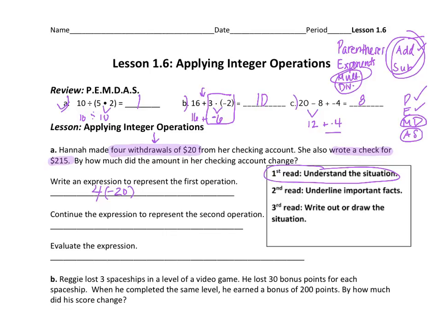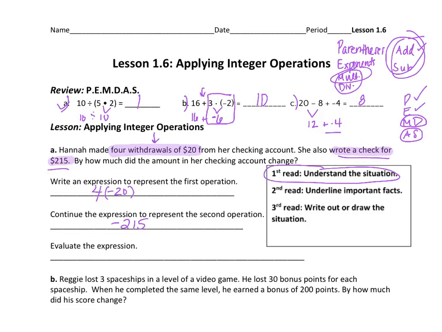Okay, so continue the expression to represent the second operation. So that's the second thing that I highlighted here. So she also wrote a check for $215. When you're writing a check, you lose money. It's going somewhere else, not yours anymore. So we have to make that negative. And then evaluate the expression.